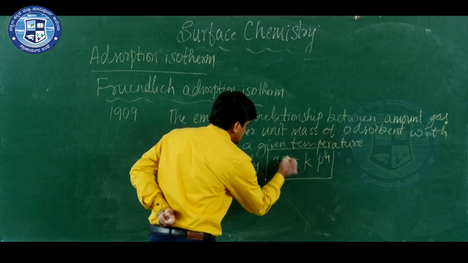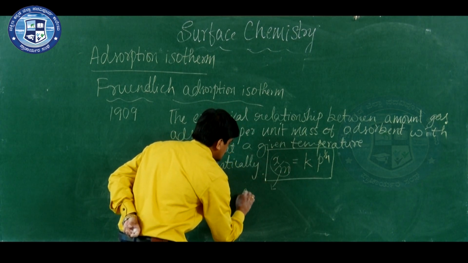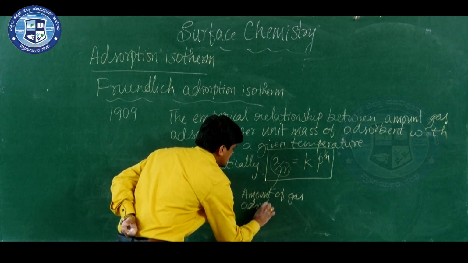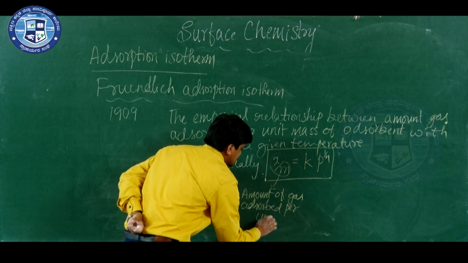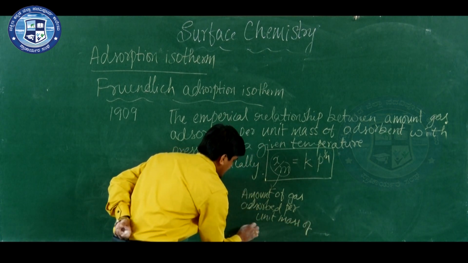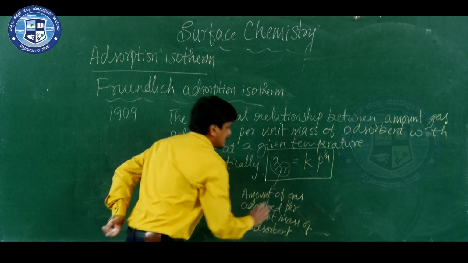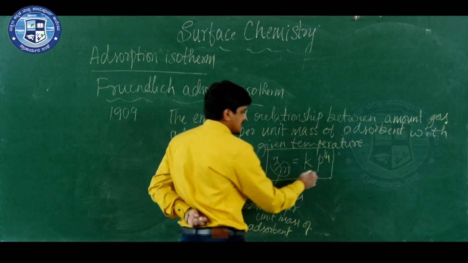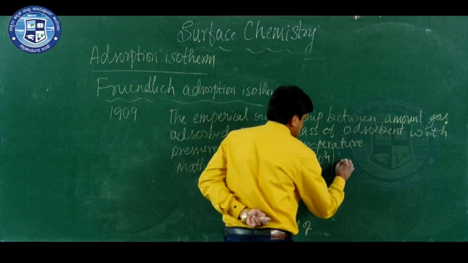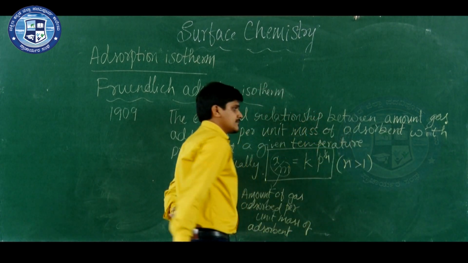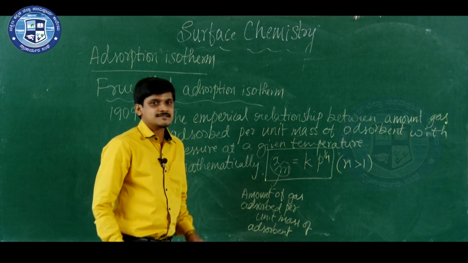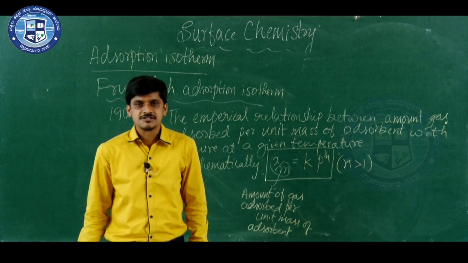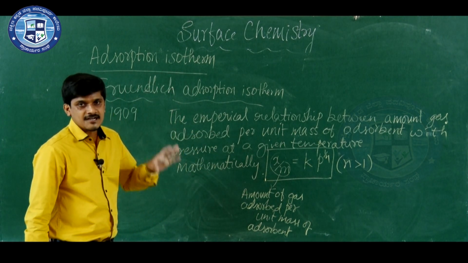Here, x by m is the amount of gas adsorbed per unit mass of adsorbent. K and n are constants and P is pressure. This equation is valid when n is greater than 1. So, here x by m is the amount of gas adsorbed per unit mass of adsorbent, K and n are constants, P is pressure. So, this is the Freundlich adsorption isotherm.